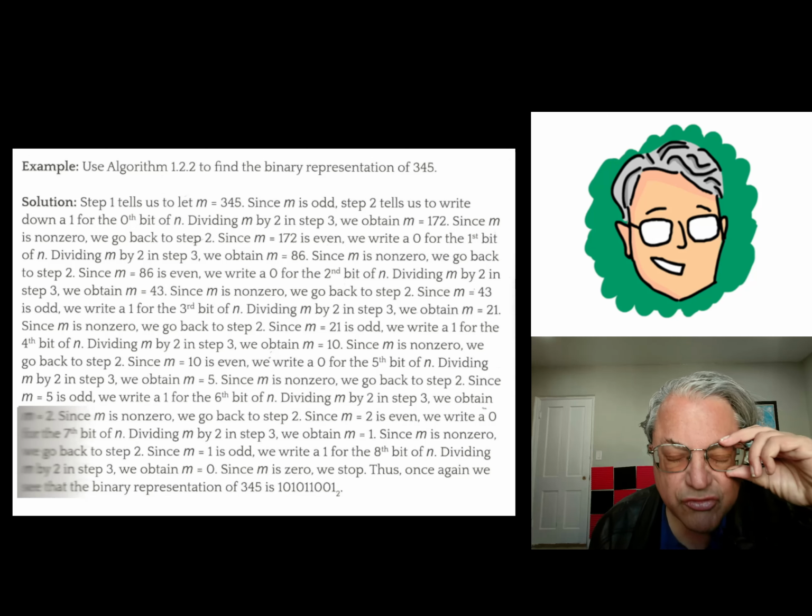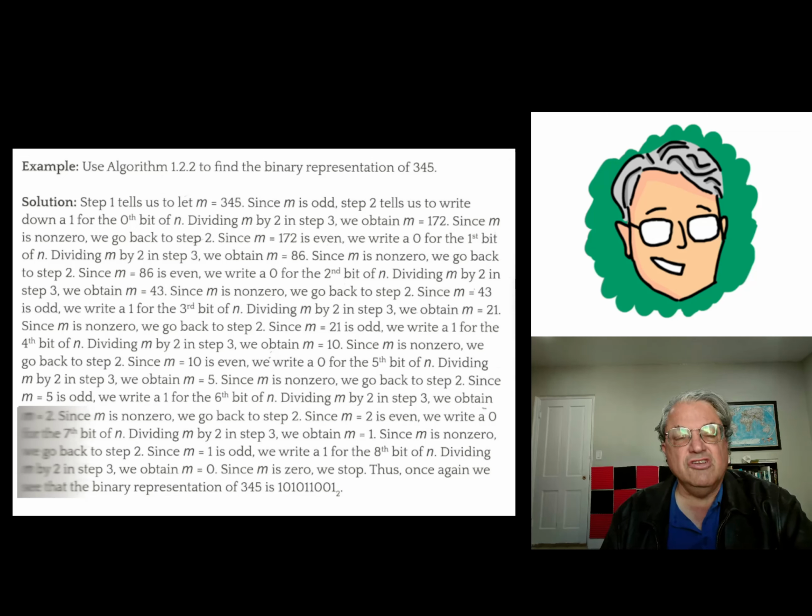Anyway, I'm going to do the same example. I'm going to convert 345 to binary again, this time using the bottom-up algorithm. So what do we do? We check the parity. 345 is odd. That means your rightmost bit is 1. And then you take the floor of 345 over 2, which is 172. That's even. That means that the next bit to the left is a 0, and then you keep going. 172 divided by 2 is 86. Again, that's even. So you write another 0 in the fours column.